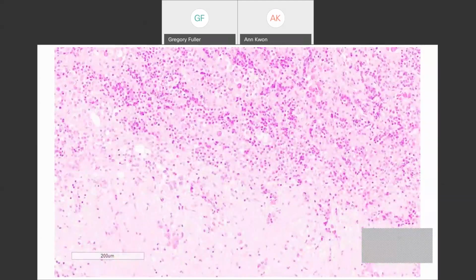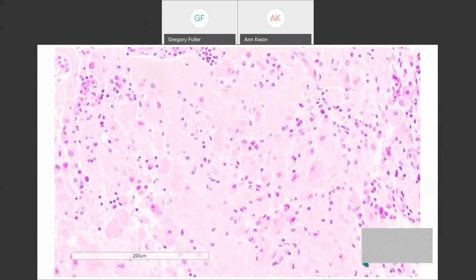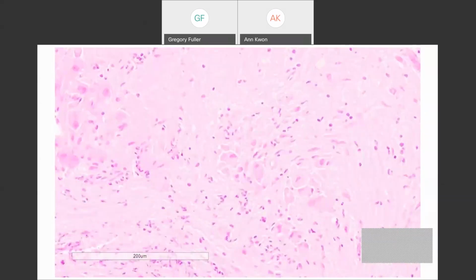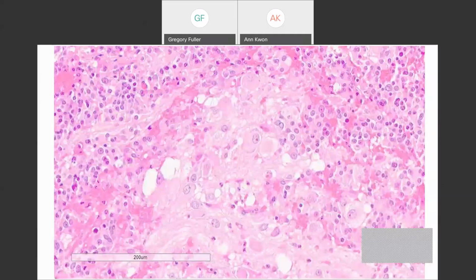Higher power. One more. One more. And there's just one after this. There. I want to stop here with this one. All right. I'm willing to entertain diagnoses. I want to give just a minute for those who want to play to type in your diagnosis.